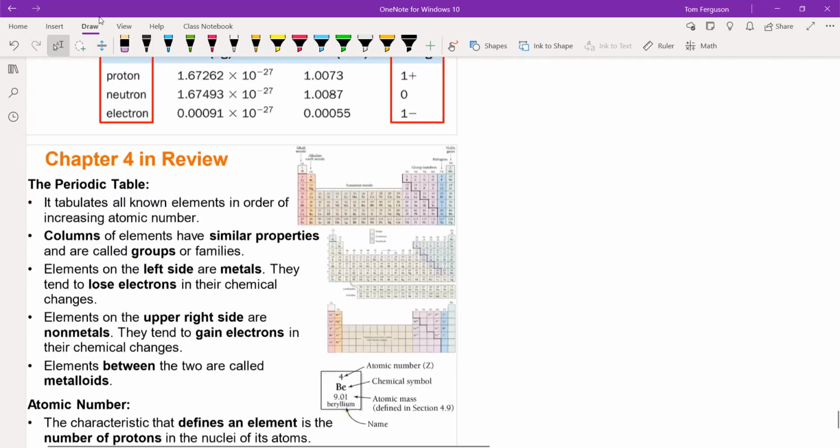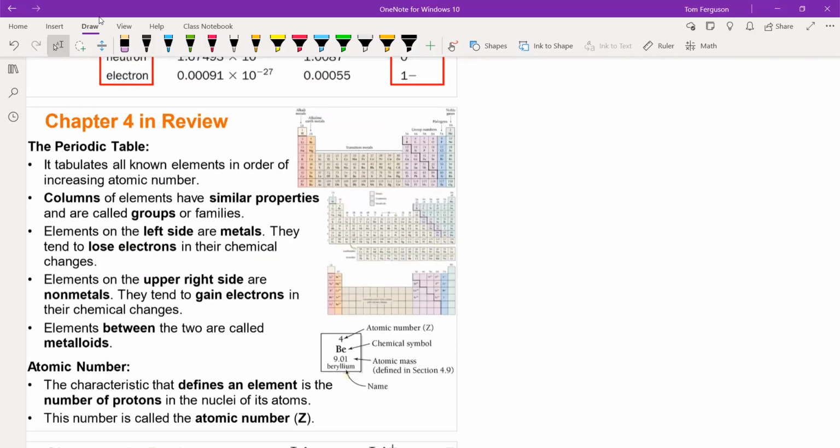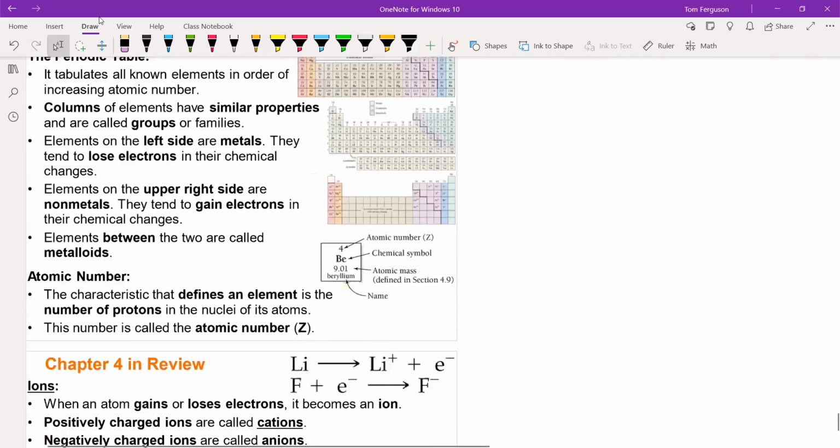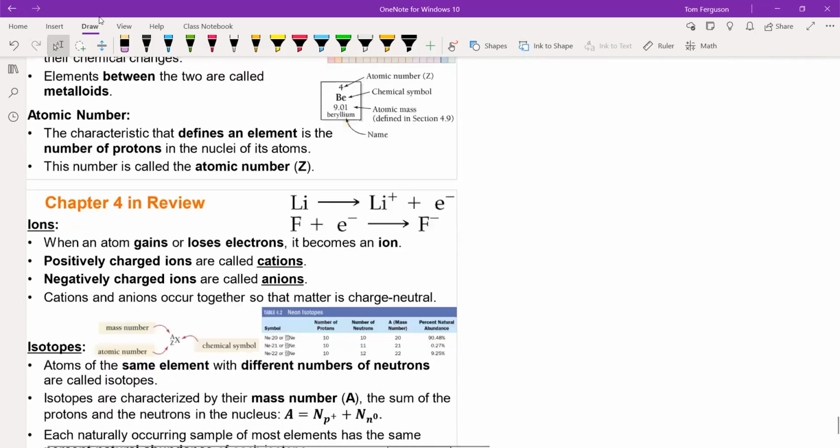How the periodic table is organized. And we have 4 groups you need to know: the alkali metals, the alkali earth metals, halogens, noble gases. What is an ion? What are the 2 types of ions? And there's a cation and an anion. Cations are positive, anions are negative. How do you form an ion?